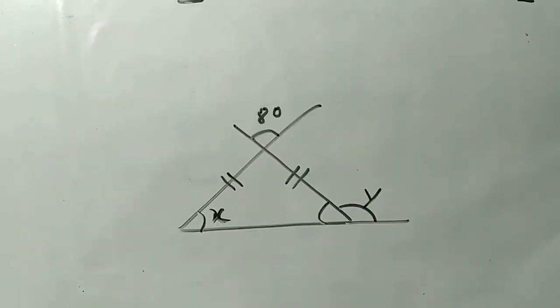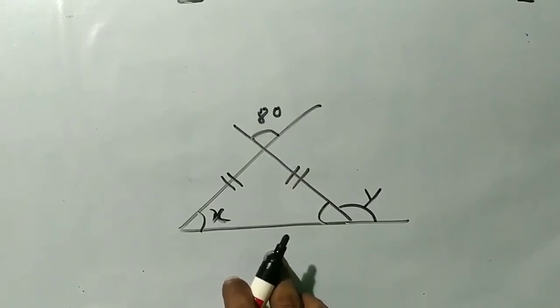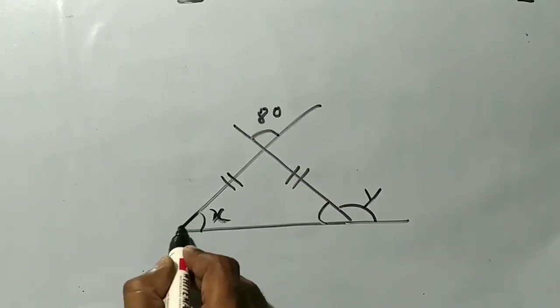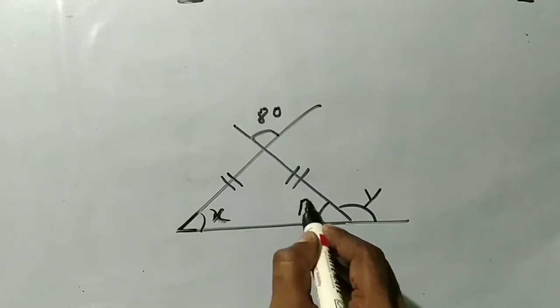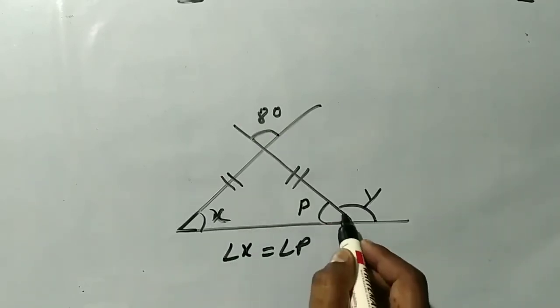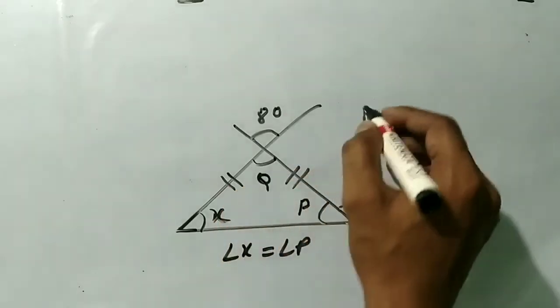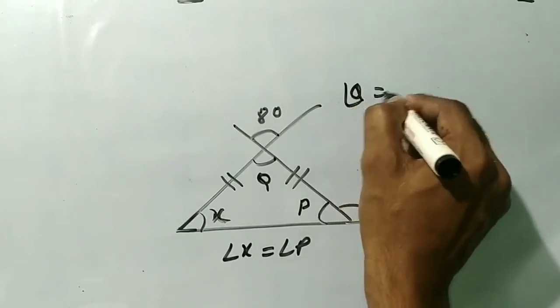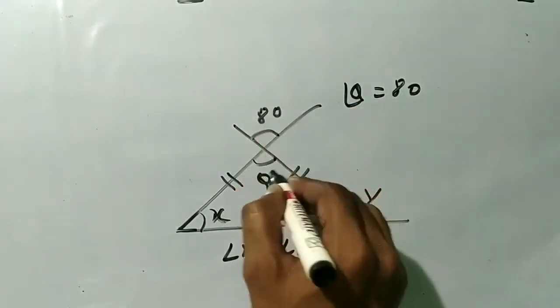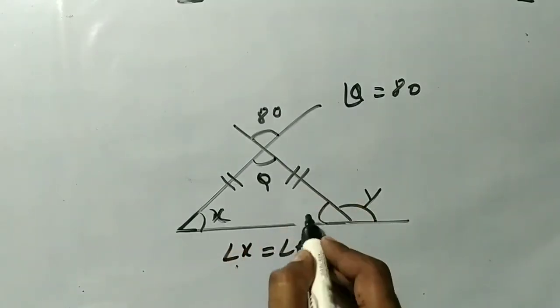This one is the sixth one from the fourth exercise. Here x, and let us consider this one P. Angle x is equal to angle P. Angle y also we don't know, but let us consider this one angle Q. Angle Q is given because vertically opposite angles are equal, that is 80. So angle x is equal to angle P. We can consider this also x.